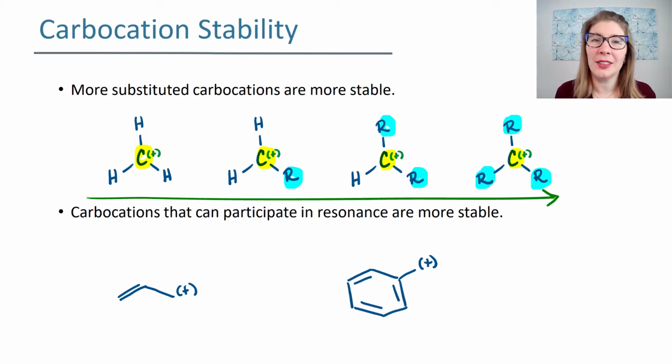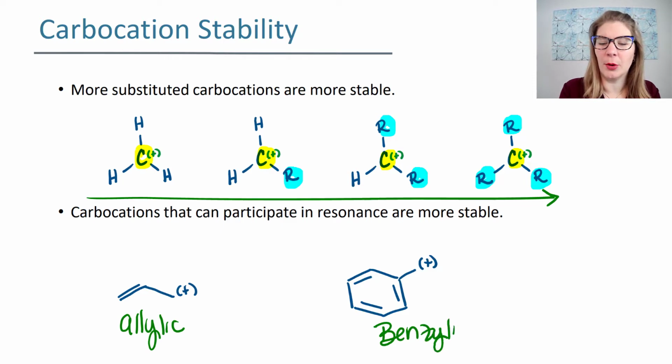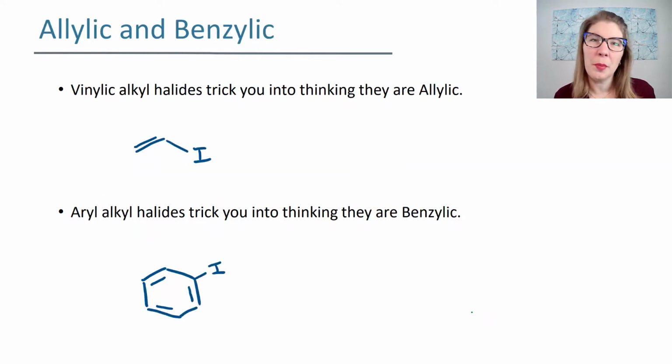Another thing that gives rise to stability is resonance. So don't forget about allylic, like we saw on the previous page, and benzylic carbocations. These are going to be quite stable because they participate in resonance. One of the pitfalls that we run into as students is looking at alkyl halides and thinking that they are going to react because we think they're forming allylic and benzylic carbocations, and they're not. Our brain is tricking us.